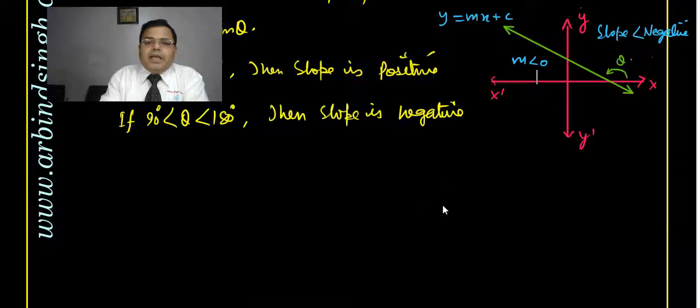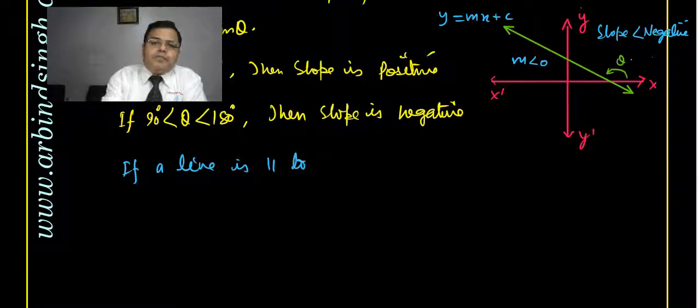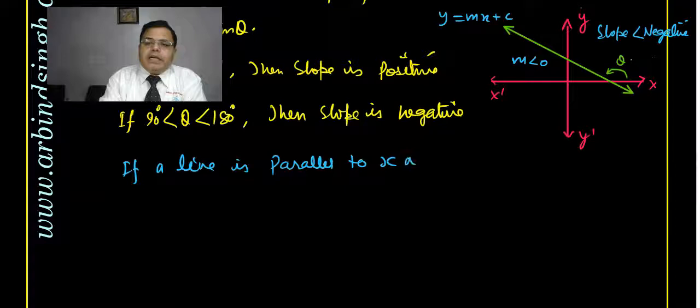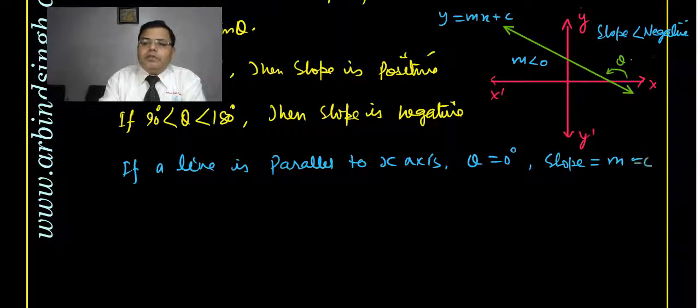If a line is parallel to the x-axis, then theta is equal to 0, and then slope is also 0. The slope of a line parallel to the x-axis is 0. So slope m is 0. Remember this fact.